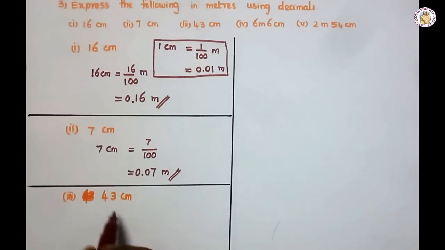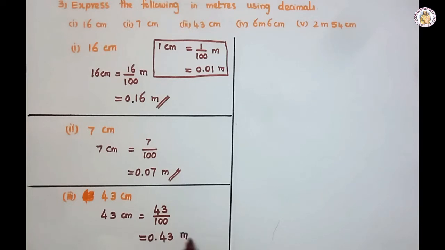Next one, 43 centimeter. So 43 centimeter equal to 43 by 100 meter. So 43, before 2 digits we have to keep the point. So 1, 2, keep the point here. So we get 0.43 meter. That is the answer.